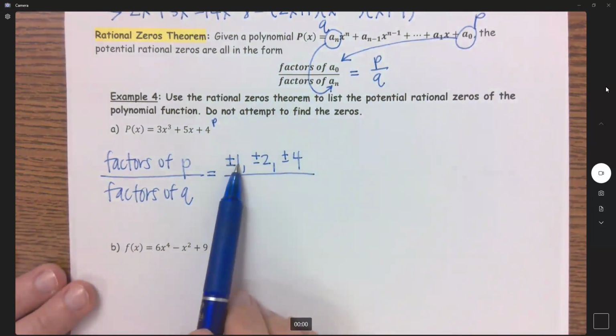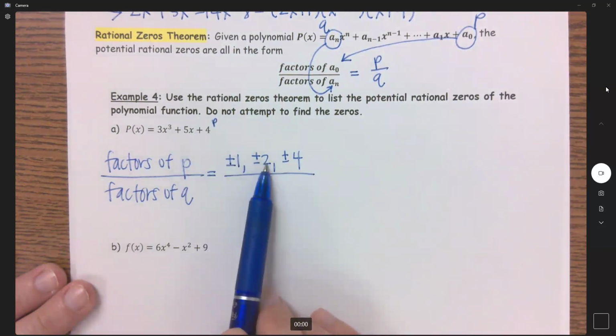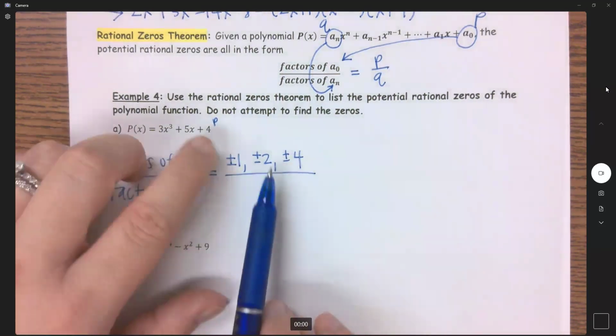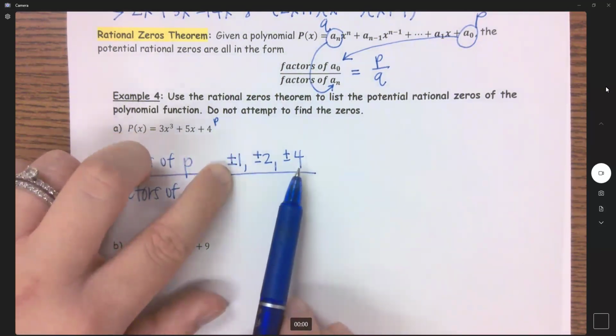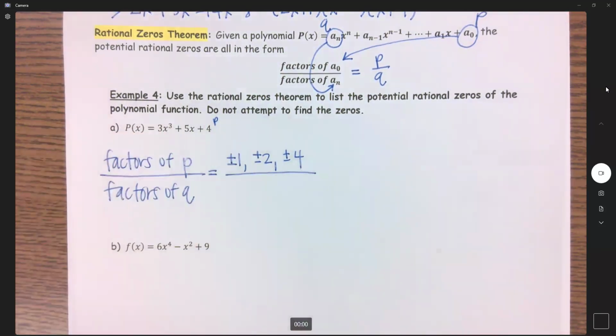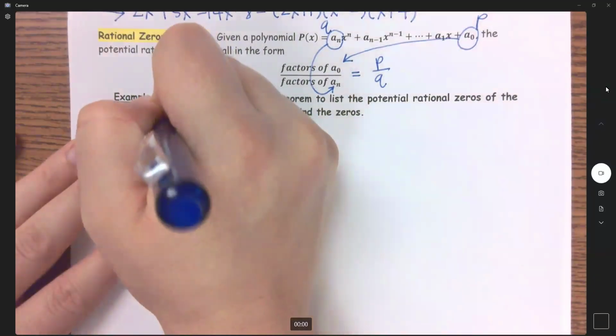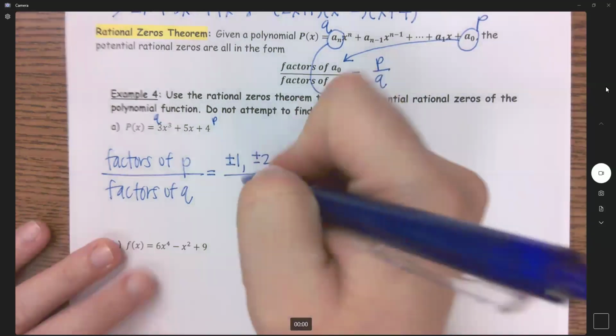And I do need plus or minus because to get to this 4, for example, we can do 2 times 2. So positive 2 times positive 2, or negative 2 times negative 2. I can do positive 1 times positive 4, or negative 1 times a negative 4. So we need both signs in there. And then my Q is this 3. So the factors of 3 are just 1 times 3 since that's a prime number.